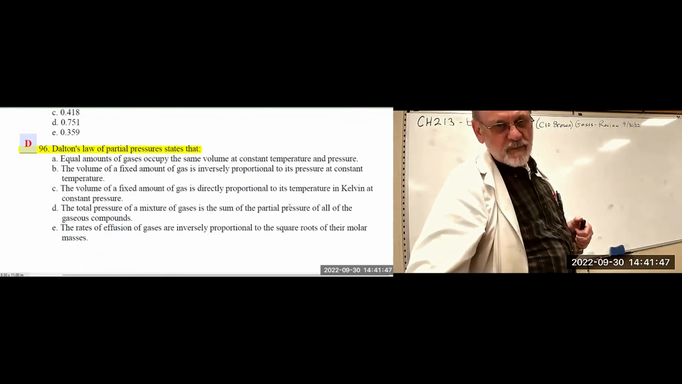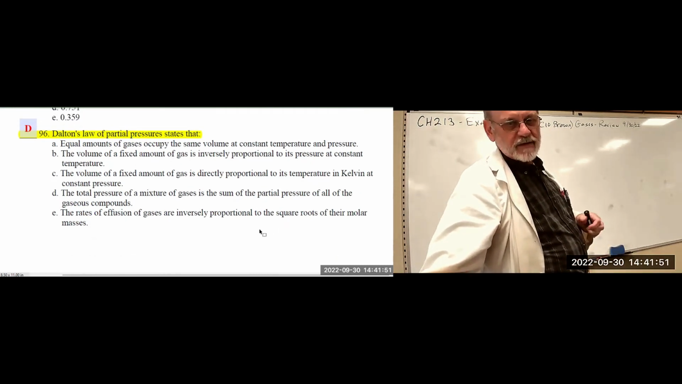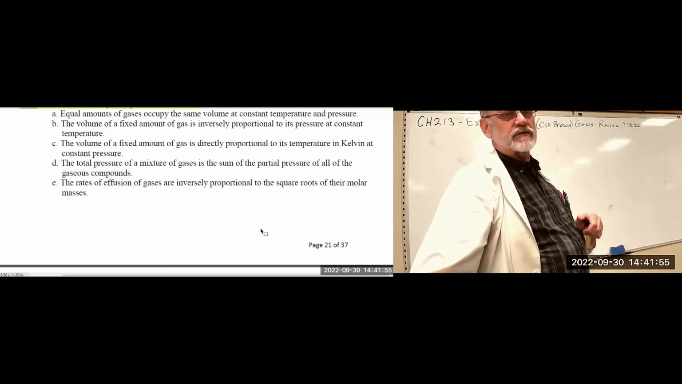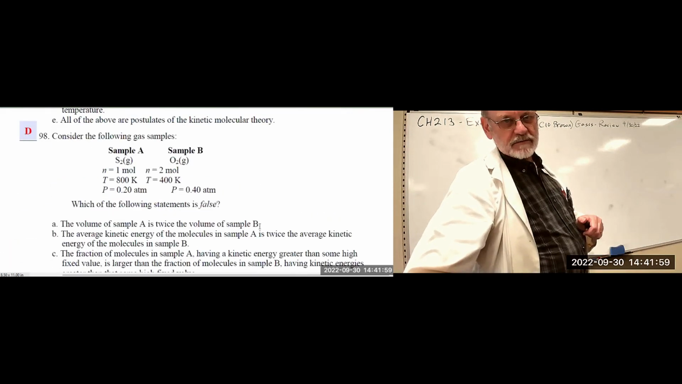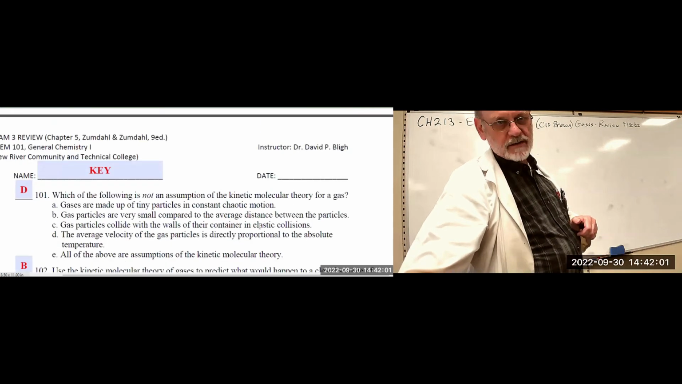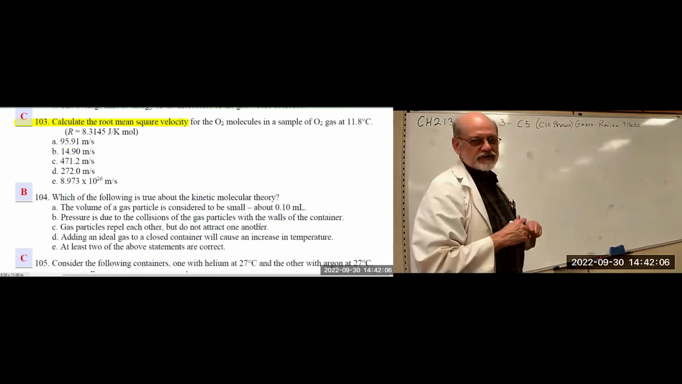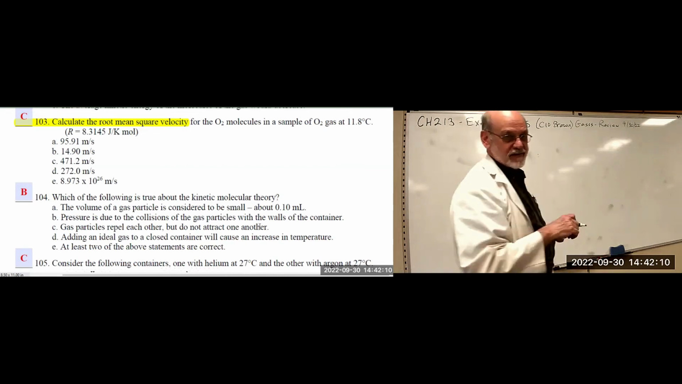Let's see, Dalton's law of partial pressures. This should have come earlier. The total pressure of the mixture of gases is the sum of the partial pressures of all the gases. We'll move on. Calculate the root mean square velocity for oxygen molecules in a sample of oxygen gas.